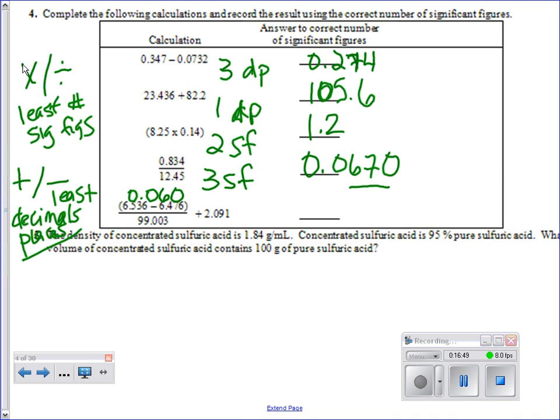0.060. Okay. So now we're going to divide this. And because this is 0.060, how many sig figs is this? 2 sig figs. So we're going to take these 2 sig figs divided by those 5 and round our quotient to 2 sig figs. So what is that number?